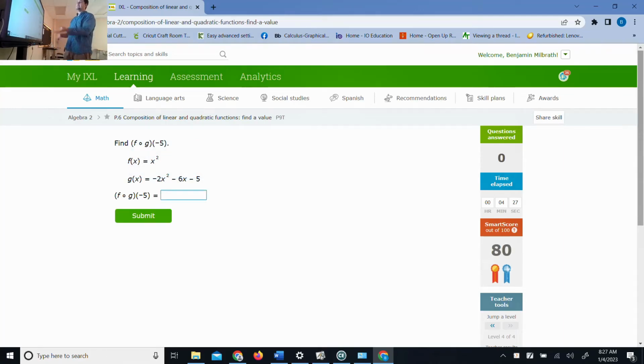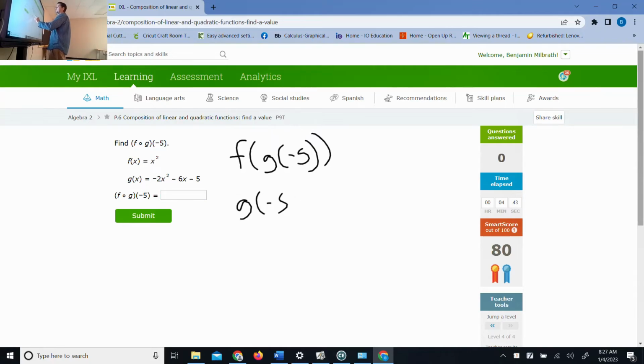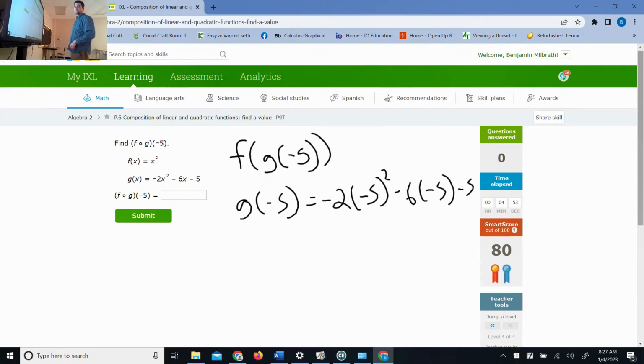Level 4, they made the last equation a little more difficult. That's all they did. f composed of g composed of negative 5. All right, so first task here is to find g of negative 5. It's negative 2 times negative 5 squared minus 6 times negative 5 minus 5. Not a hard thing to figure out. If you've got to push buttons on the calculator, you can.